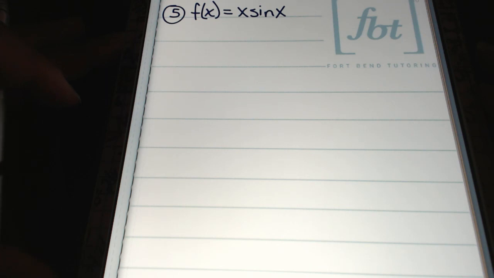That is exciting. All right, we are now looking at problem number 5, guys. We are now looking at number 5. And for number 5, we have f of x equals x times sine of x.